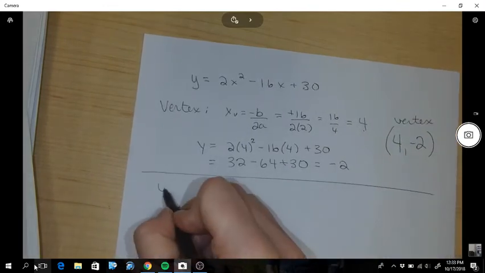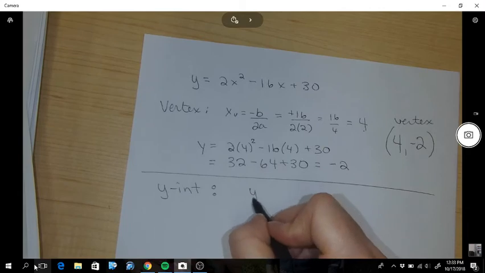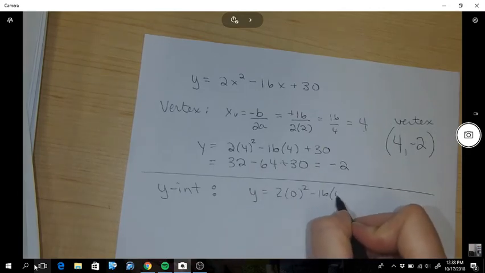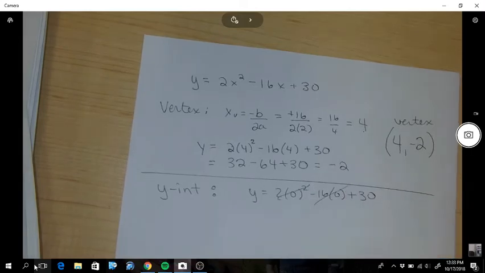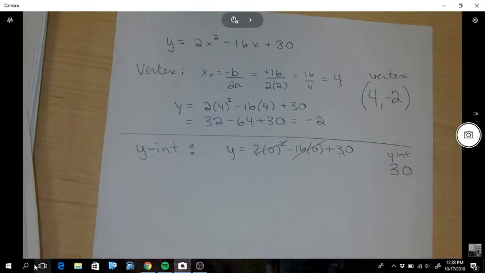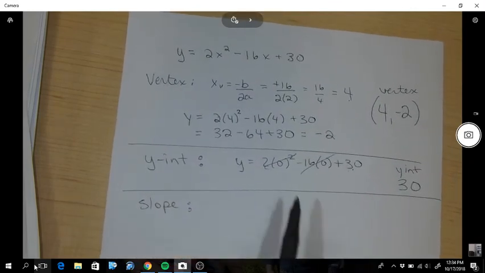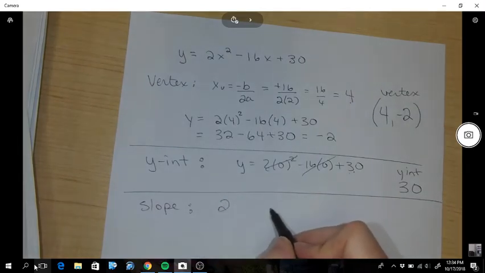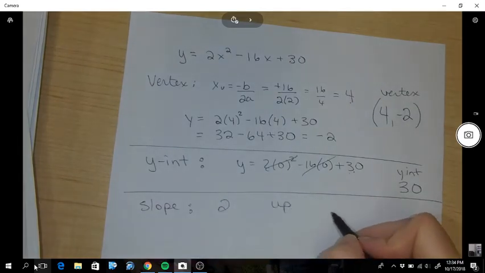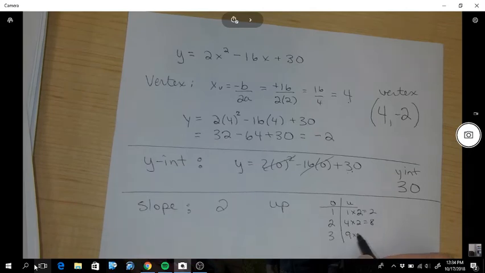What's your y-intercept? That's where x is 0. And we also realize that those terms are going to go away, so your y-intercept is just going to be the c. And your slope, that's your coefficient a. So my slope is 2. So I'm going to be going in an up direction, and I'm going to go over 1, up 2, over 2, up 8, over 3, up 18.